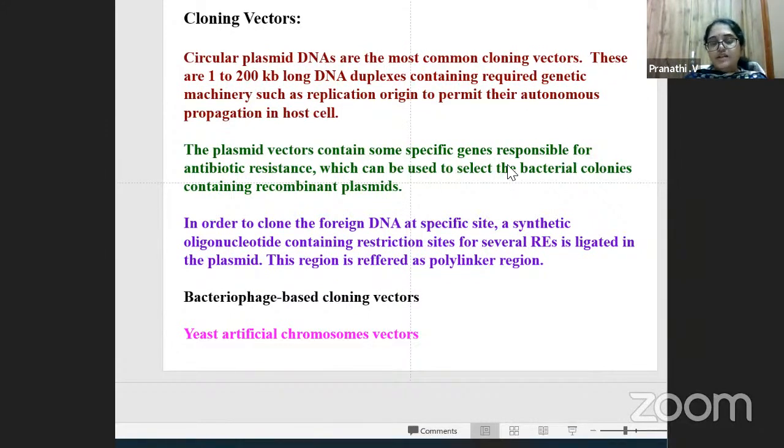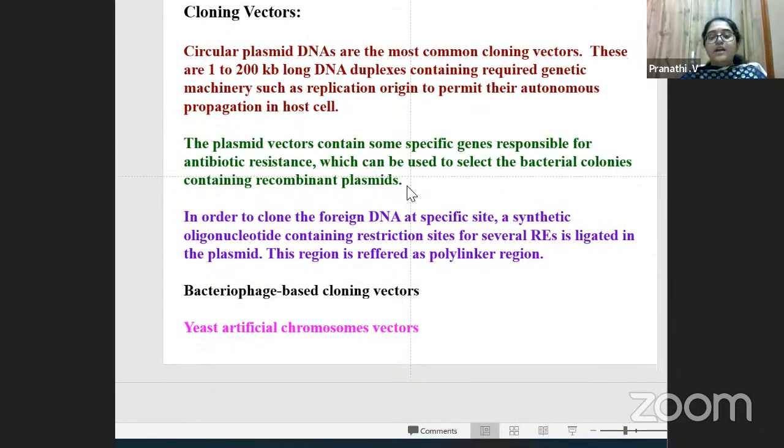They contain specific genes responsible for antibiotic resistance, which can be used to select the bacterial colonies containing the recombinant plasmids. They can incorporate up to 10 kilobases of the foreign gene. Examples are plasmid Bolivar Rodriguez 322, PBR 322, which is very famous, and then you have other plasmids such as PSC 101, from Stanley and Cohen. Two different scientists developed this particular plasmid.